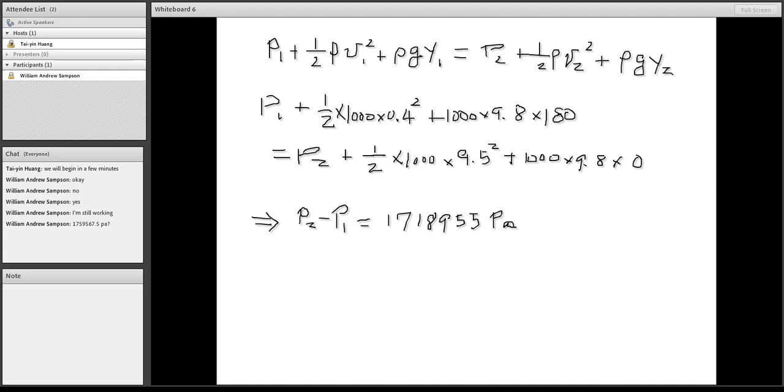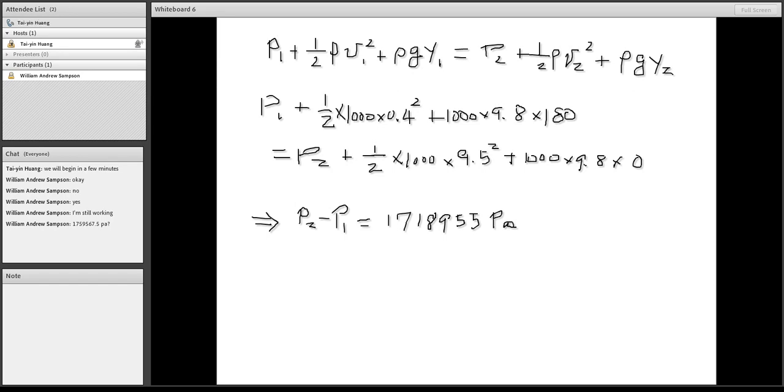Anyway, whenever you do this kind of problem, the most common mistake is that students define the wrong coordinate system, or they put negative 9.8 instead of 9.8, and also because you're dealing with huge numbers, students sometimes calculate wrong. So let's look at this equation. You have P1 plus 1/2 rho V1 squared plus rho g Y1. That's equal to P2 plus 1/2 rho V2 squared plus rho g Y2.